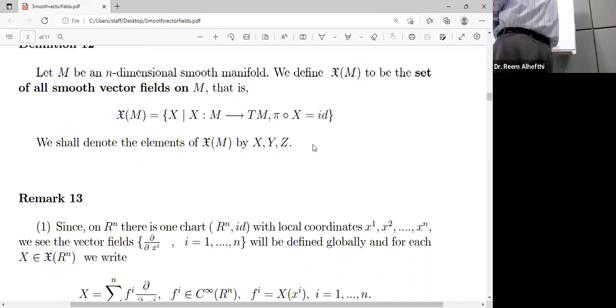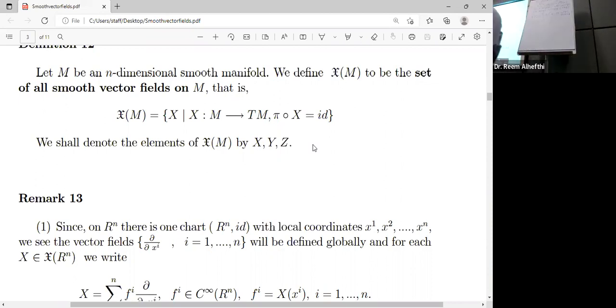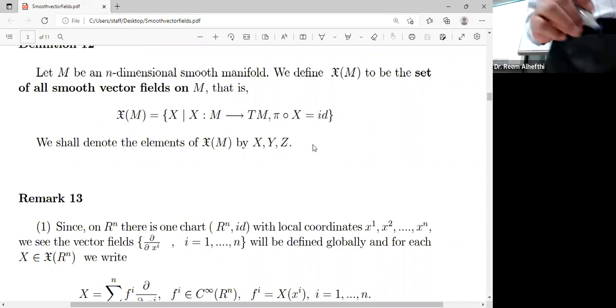Now you collect all vector fields, the set of vector fields, and you denote it by chi M, to be the set of all X such that, and you define the addition of two vector fields, because a vector field at each point gives you a tangent vector. So you borrowed addition from the tangent space.